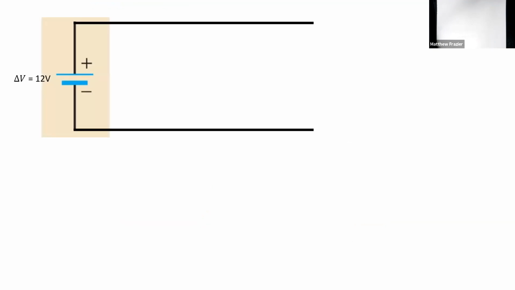So if we connect wires to a battery, all right, here we have a car battery, it's 12 volts, and we connect wires to it. Then we can make some statements about the conductors in here.